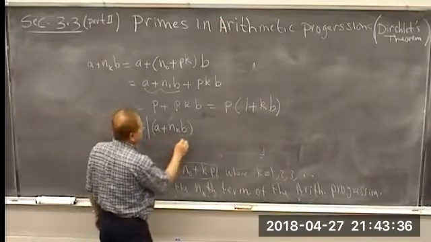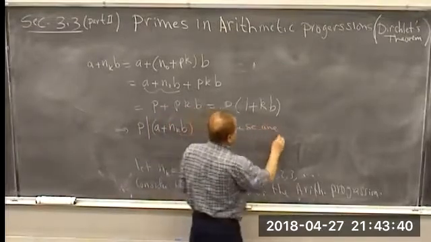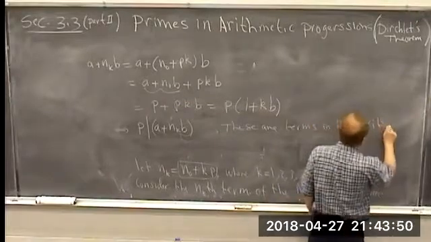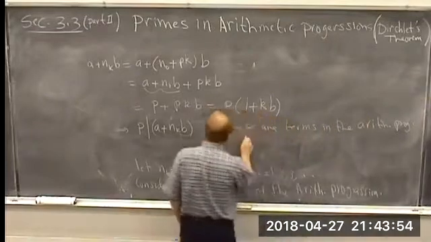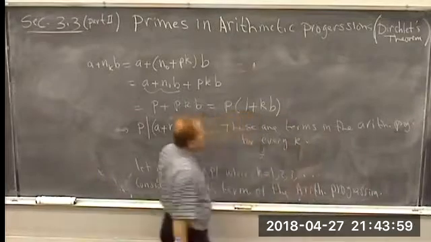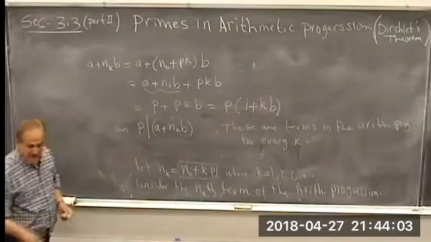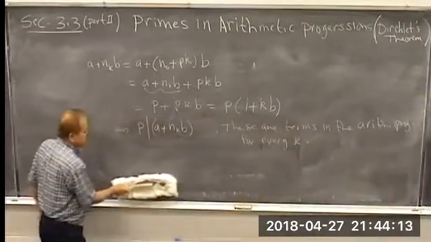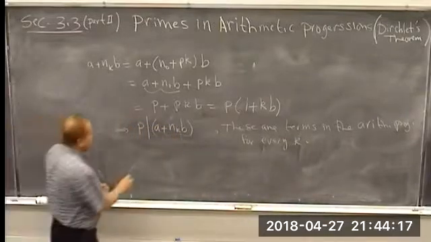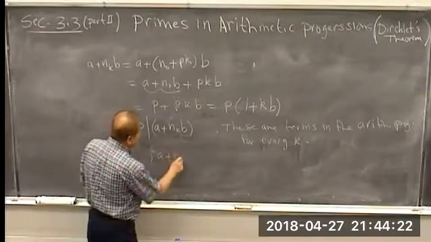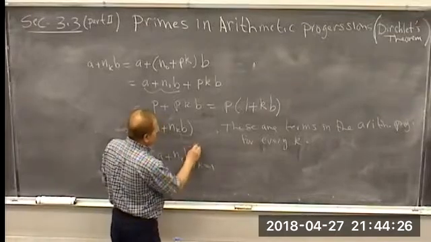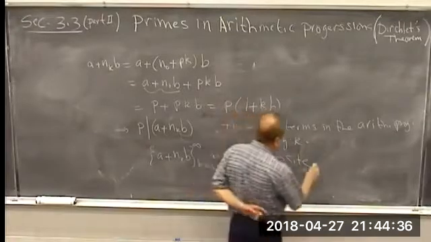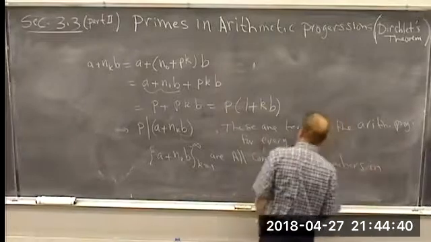And these are terms in the arithmetic progression for every k. And they are all distinct. Okay? It means that these, in fact, are composite numbers, right? Because p is a divisor for each one of them. So this means that we have these A plus n sub k B, k equal 1 up to infinity, are all composite numbers in the arithmetic progression.